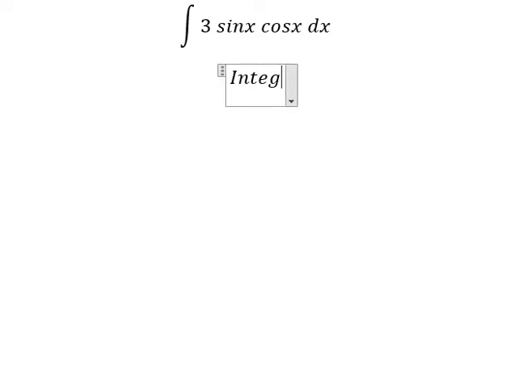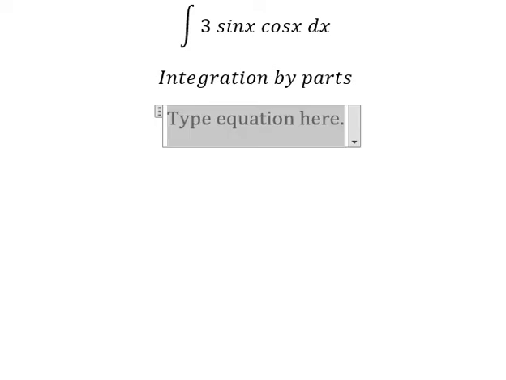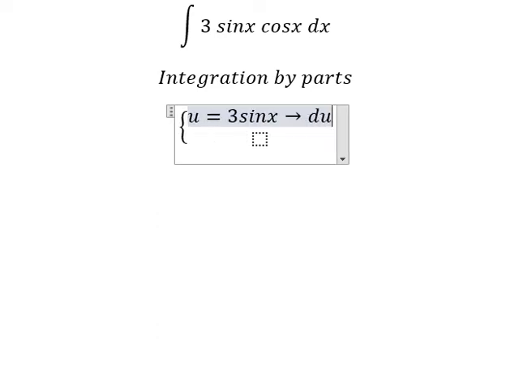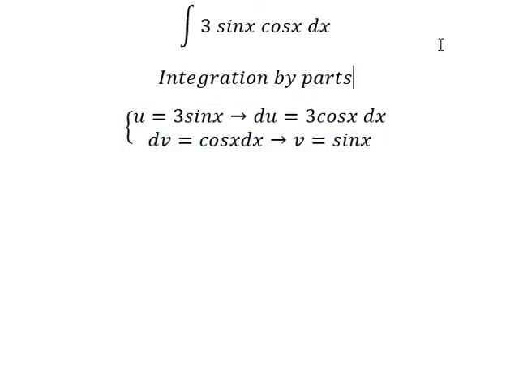We need to use integration by parts. So I will put u equal to 3 sin x. Du we have 3 cosine x dx, because the first derivative of sin x is cosine x. dv we have cosine x dx. The integration of this one, we have v equal to sin x.